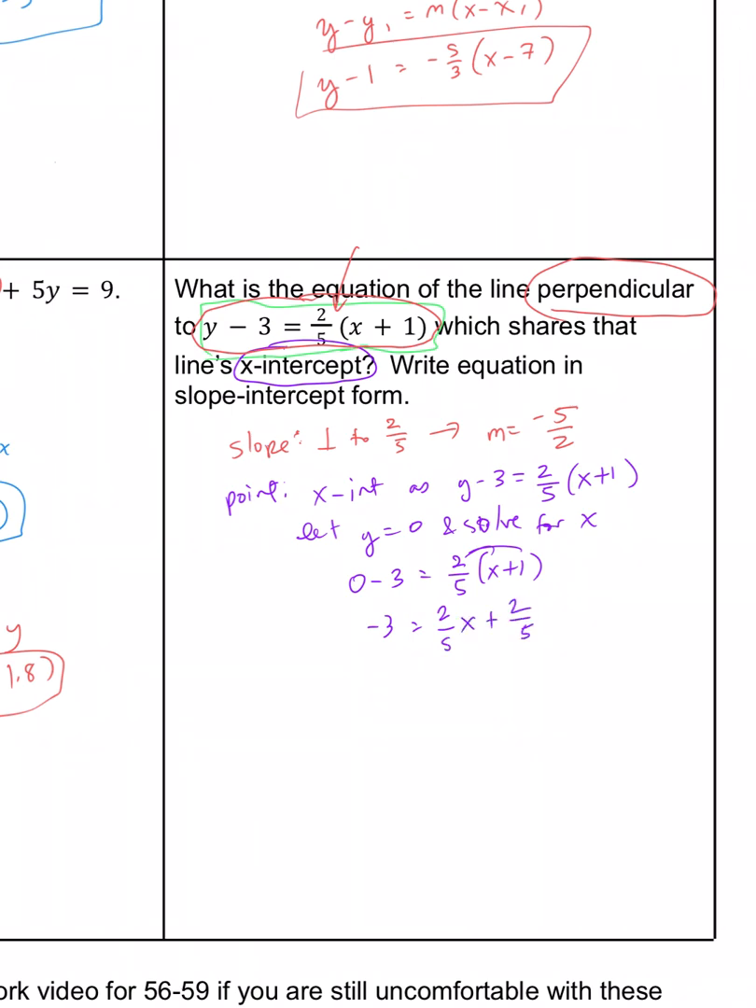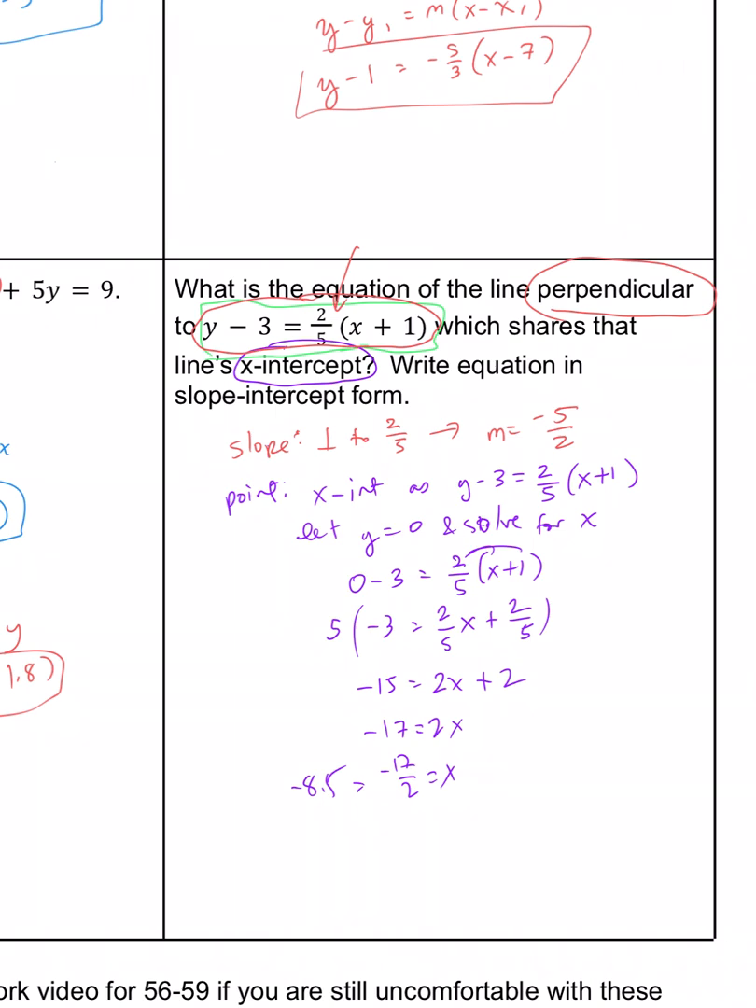Now, I could go ahead and subtract 2/5 from both sides and then divide by 2/5, but a lot of people get confused when they're working with fractions. So here's a suggestion. At this stage, get rid of the fractions. Do what we did for standard form. Multiply both sides by 5. This makes it a lot easier to just solve for x. Again, that's negative 8.5.